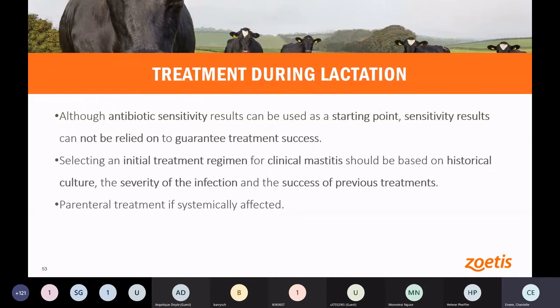So when you then select your initial treatment regime for clinical mastitis, you can also base it on historical culture, on the severity of the infection, and then also the success of previous treatments. Okay, and then the parenteral treatment if systemically affected, like I said.